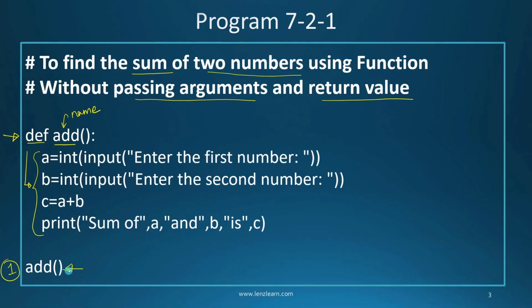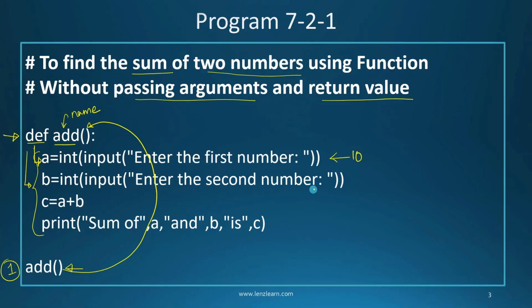So now from this add, the control will jump to here. Now the function will start to perform. It will go and execute the first line. The first line takes a number as input and that will be loaded into variable A. So if I enter 10, then 10 will be stored into A.